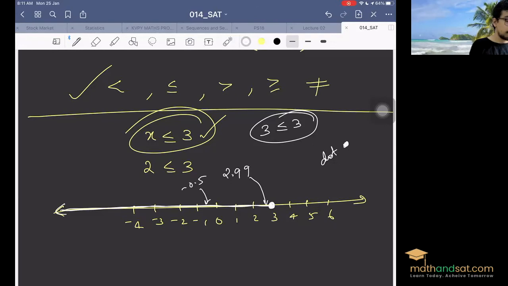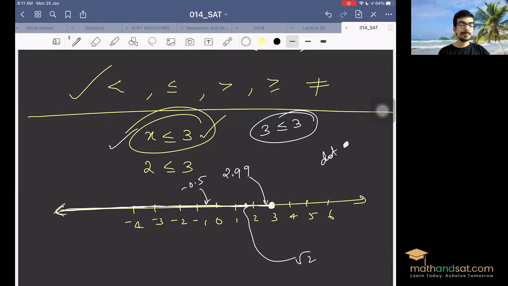For example, root 2. Root 2 will lie somewhere here. So is root 2 a solution of this inequality? Yes or no? Is root 2 a solution of this inequality? Tell me yes or no. Yes. Others? Yes, yes. Right?